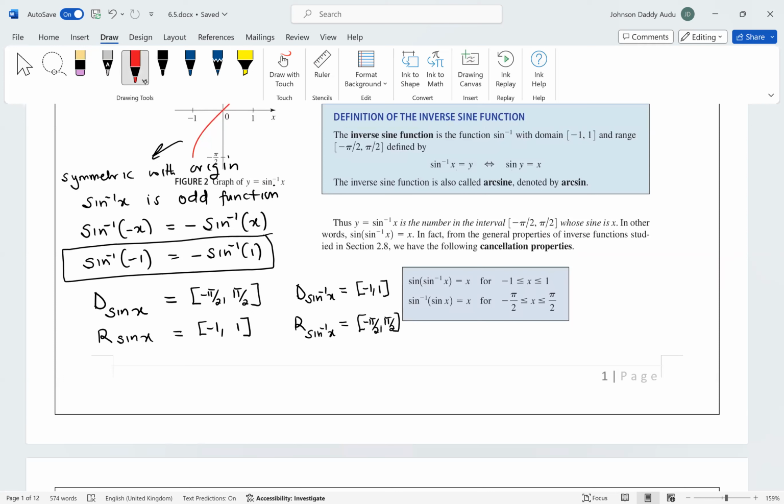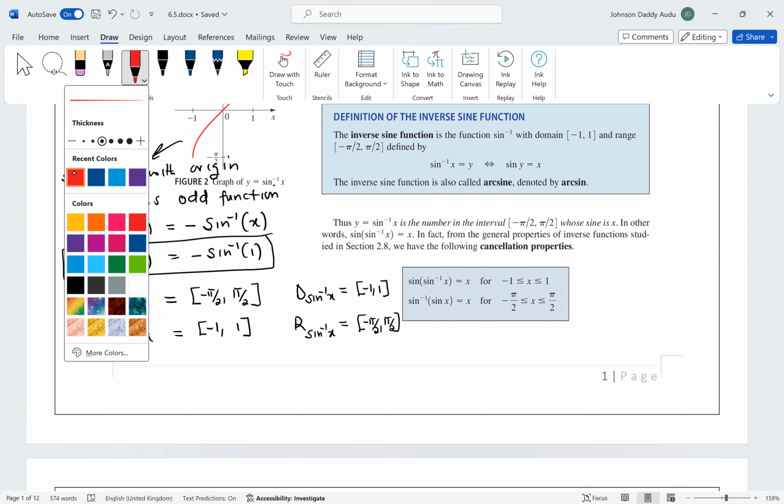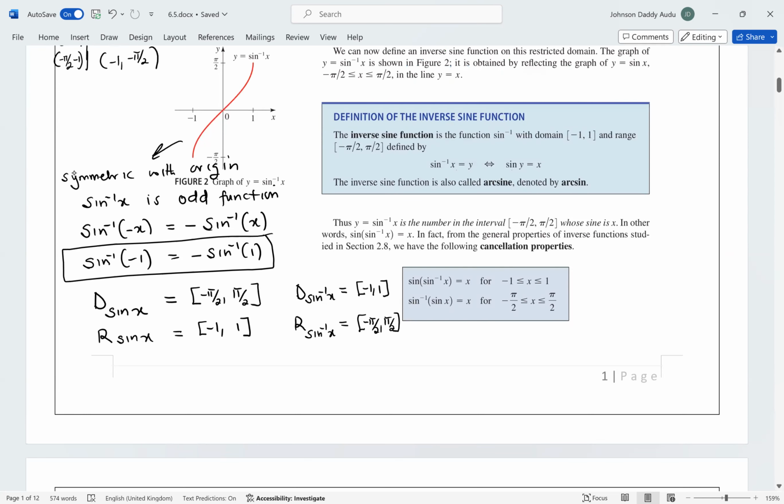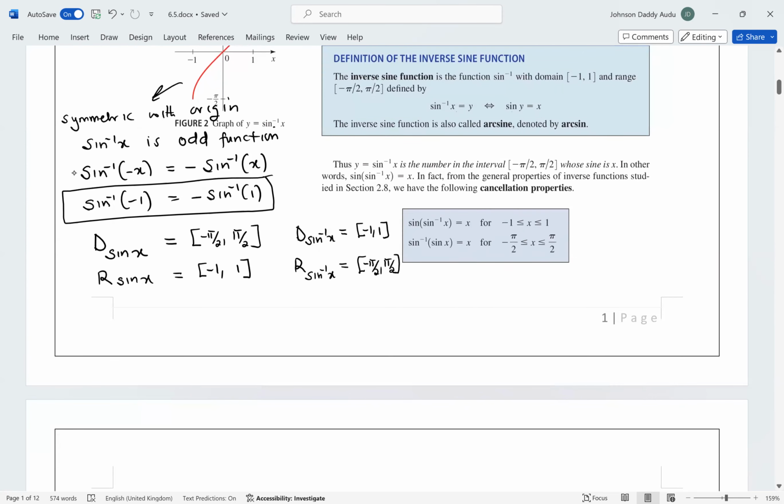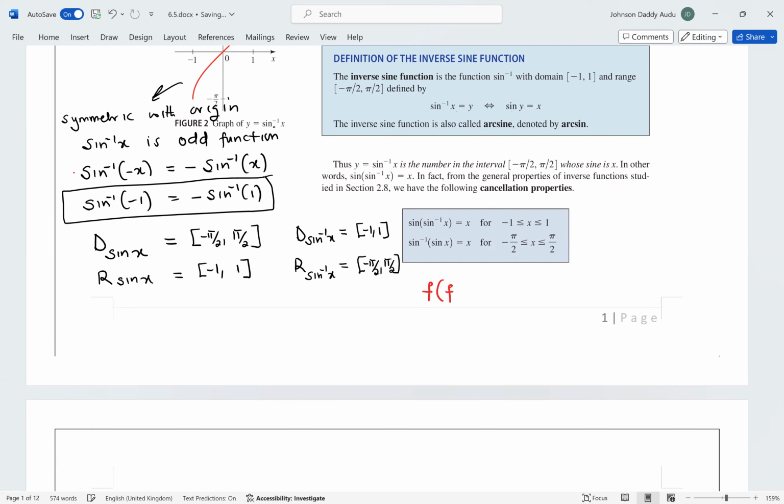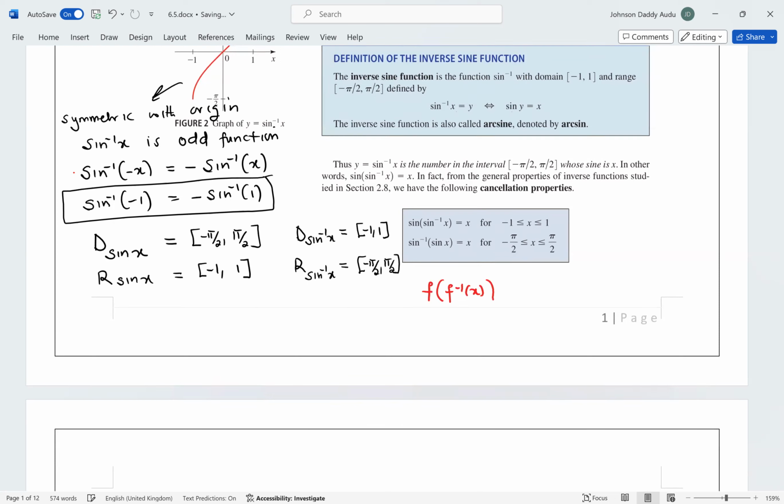If you remember, still in section 2.8, we discussed something called the cancellation property, let me just discuss it here. It means that if you have f of f inverse of x, we saw these two properties. This is equal to x, right? But this x must come from where? Look at x. Which function is acting on x first? It's f inverse. So it must come from the domain of f inverse, right?